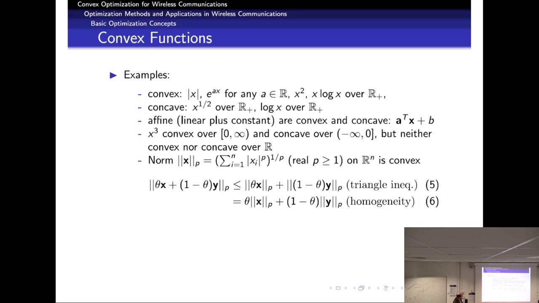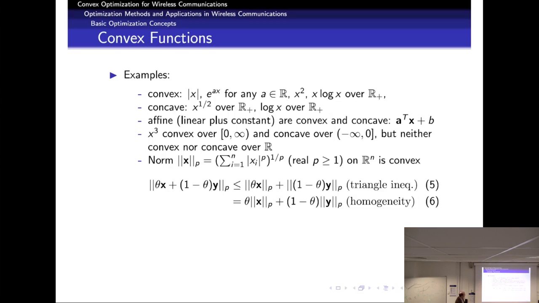As a reminder, for the p norm, you take a vector x of dimension n, you take the sum of the entries to the power p, and then you take the power 1 over p, not the square root, for p positive. You can take any value of p. This will be your p norm, and this is always convex.